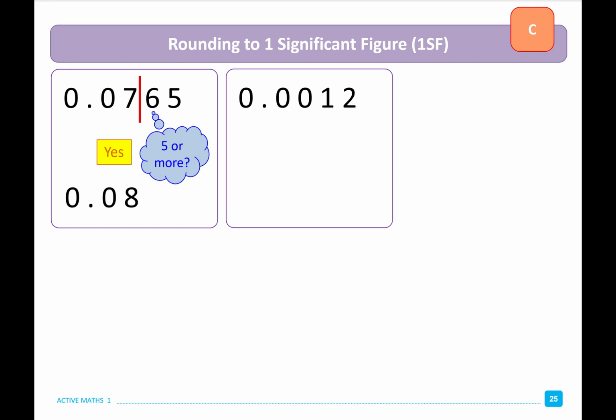Let's look at our next value, 0.0012. We keep our first largest number and everything before that. Is the digit after the first significant figure 5 or more? No, and therefore we round down. Our answer to 1 significant figure is 0.001.